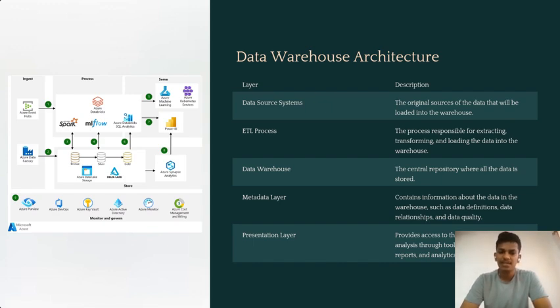Metadata layer: contains information about the data in the warehouse, such as the data definitions, data relationships, and data quality. Presentation layer: provides access to the data for reporting and analysis through tools like dashboards, reports, and analytical applications.